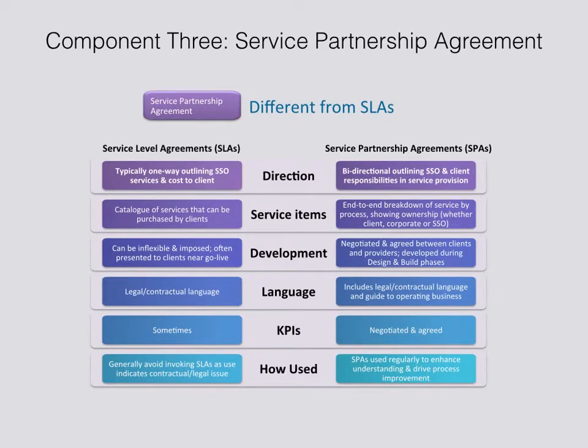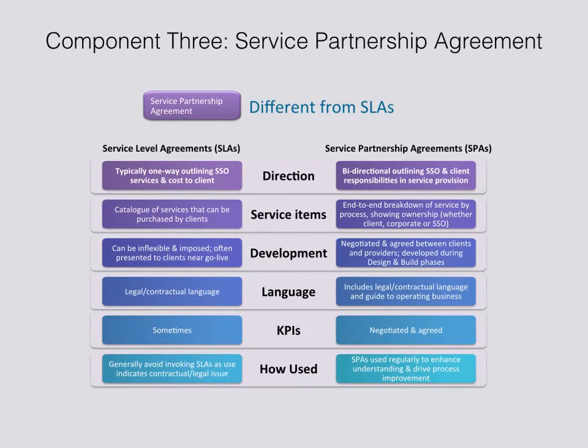The third key component of CIF covers service partnership agreements, SPAs, between the SSO and the client. The SPA represents a two-way agreement in recognition of the partnership that is required for successful service provision. The SPA clarifies the relationship and expectations between the SSO and its clients. It identifies the services to be provided by the SSO to its clients and the inputs that are required from the client that enable those services. It provides a framework for performance measurement and process improvement.